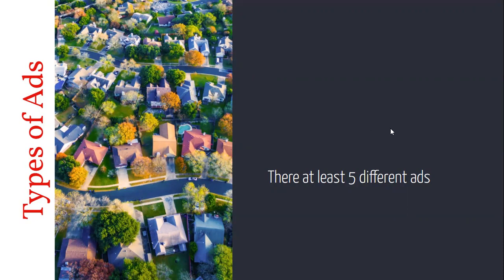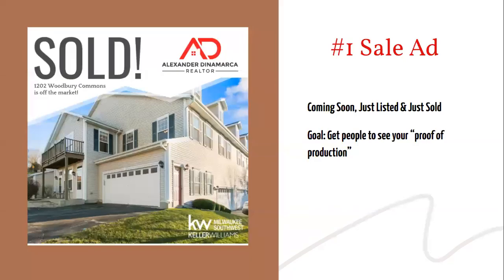So there's a couple different types of ads, and then we'll just kind of filter through them. One of them is a COVID related one that may or may not be relevant right now. But the first one is a sale ad. Generally, you're talking about something you have coming soon, just listed, just sold. Basically, it's a way for people to know that you're doing business.